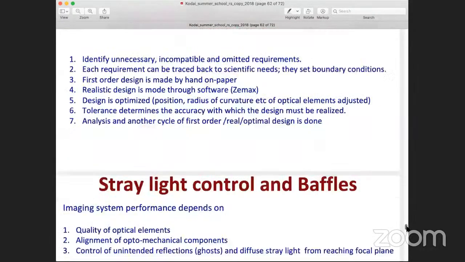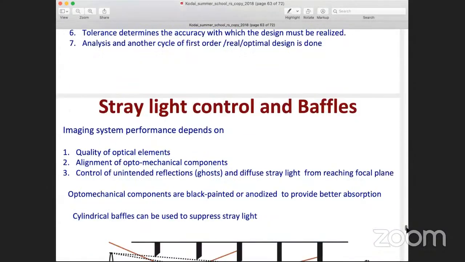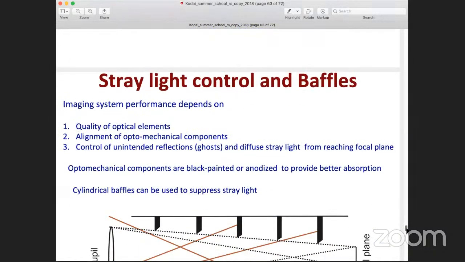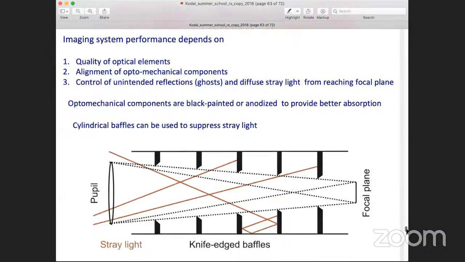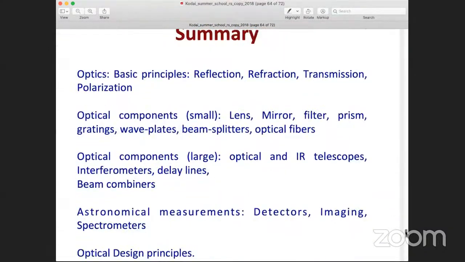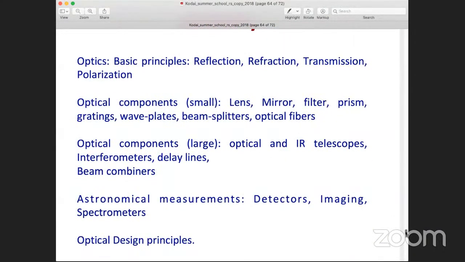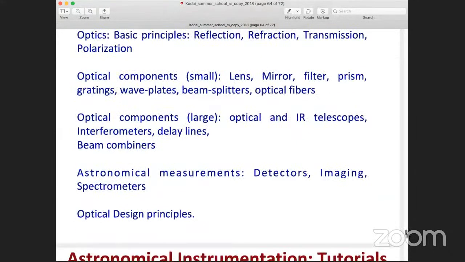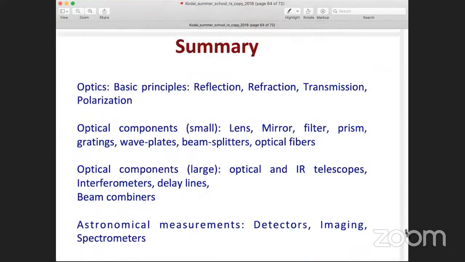I think at this point I will stop. There are some concepts of stray light analysis, but I will probably ignore them. And this is a basic summary. I have covered quite a large number of topics. The idea is not to give you an overview of everything in detail. You can go back and read the references I have given.